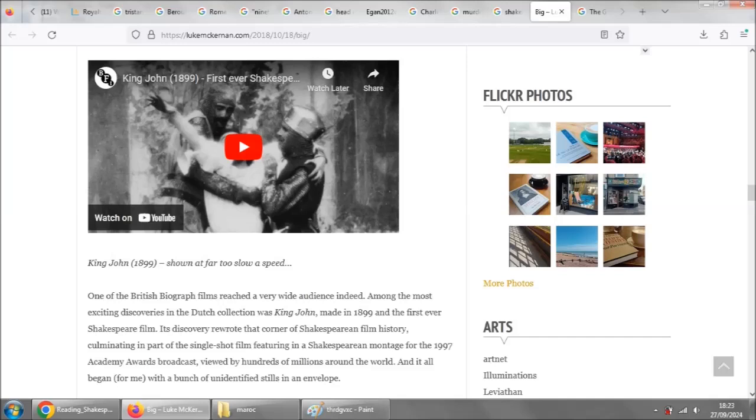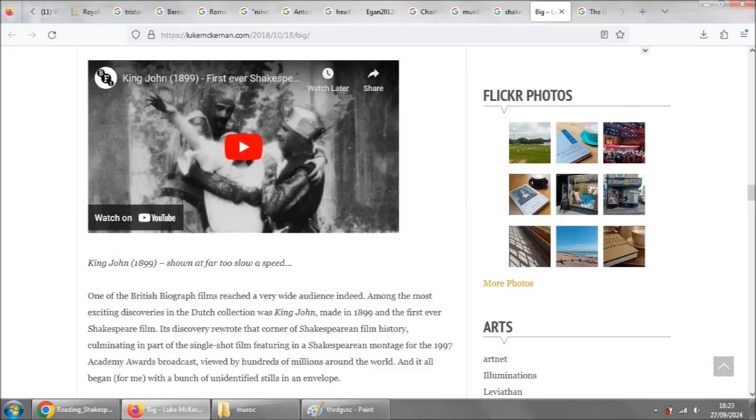Amongst the most exciting discoveries in the Dutch collection was King John, made in 1899, the first ever Shakespeare film. Its discovery rewrote that corner of Shakespearean film history, culminating in part of a single short film featuring in a Shakespeare montage for the 1997 Academy Awards broadcast, viewed by millions of people in the world. But anyway, this is the first ever Shakespeare film. Yes, this is the history that they're telling us.